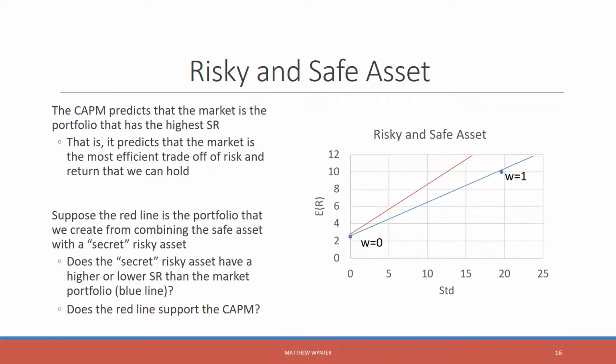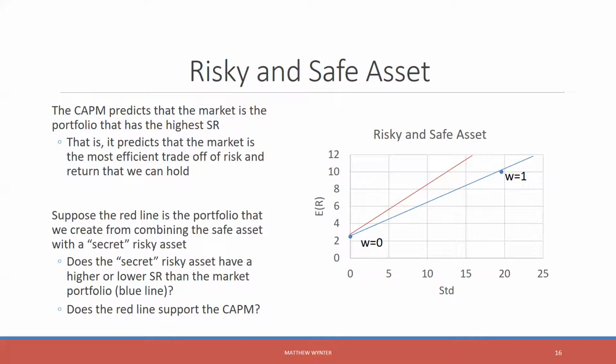Keep in mind that we have all this info. Let's address these questions. Does the secret risky asset have a higher or lower Sharpe ratio than the market, the blue line? Clearly, it's going to have a higher Sharpe ratio. Why? Because for every level of risk, it has a higher expected return. It has a higher excess return per unit of risk. And the way that you can identify that is because it's steeper than the blue line.